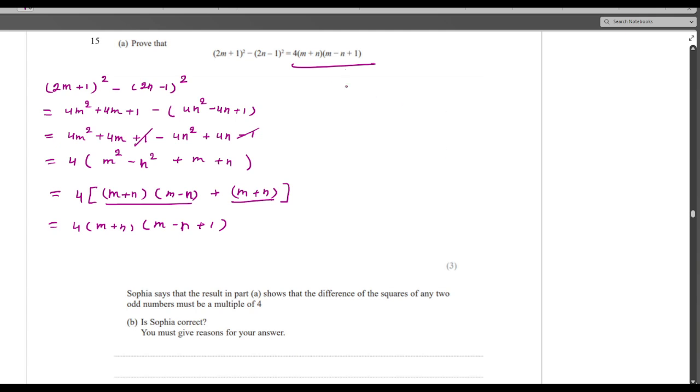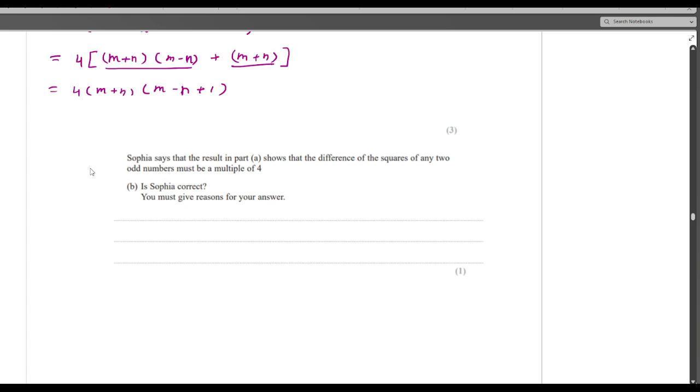So therefore finally you can write: (2m plus 1) the whole squared minus (2n minus 1) the whole squared is equal to 4 times (m plus n) times (m minus n plus 1).